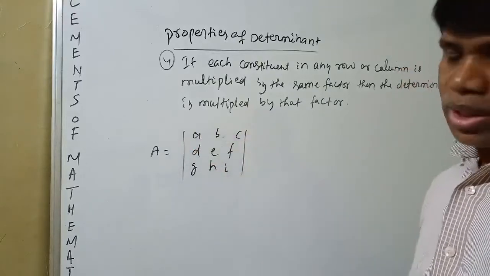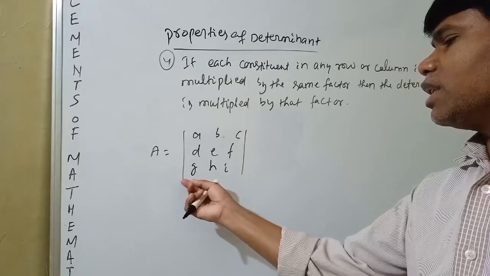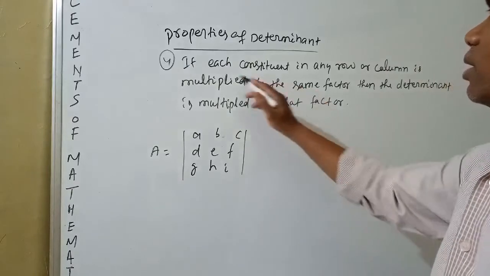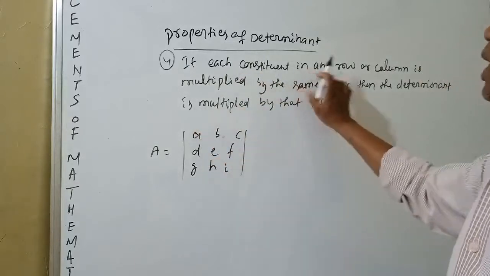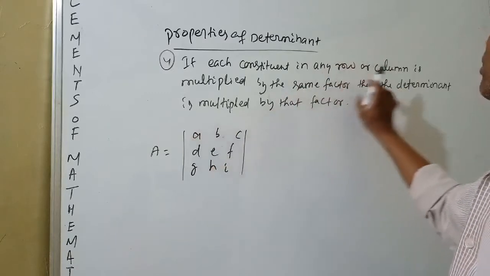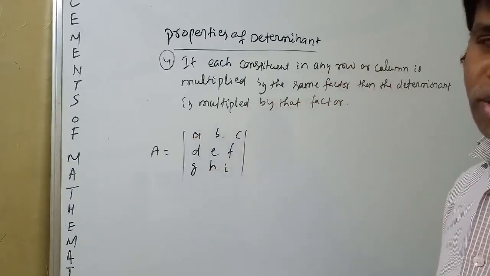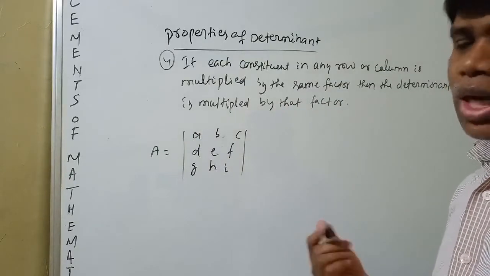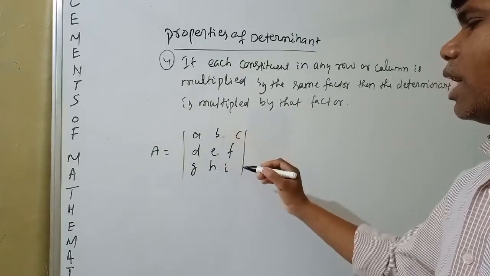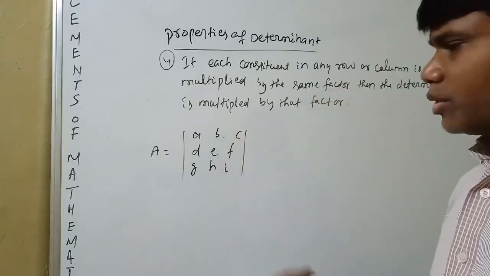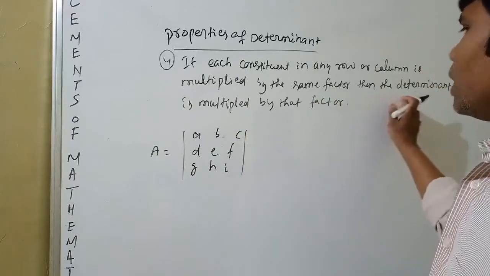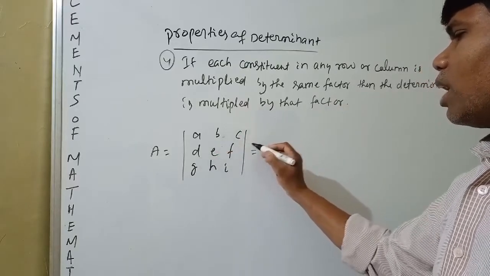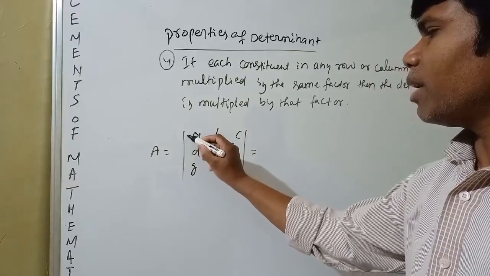Any row or column you take, suppose you will take A, D, G, that is C1. Each constituent in any row or column, suppose this is the column, is multiplied with the same factor. Same factor means any factor, 2, 3, 4, 5, or K, or lambda, suppose M, the same factor. Okay, then the determinant is multiplied by the factor. You see, find the determinant here. How much you can get? Here you multiply M.